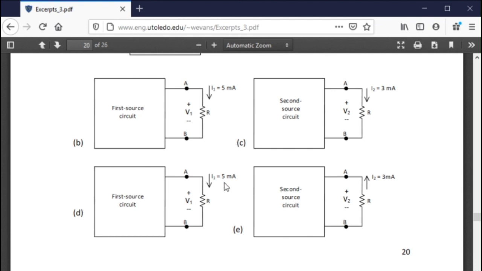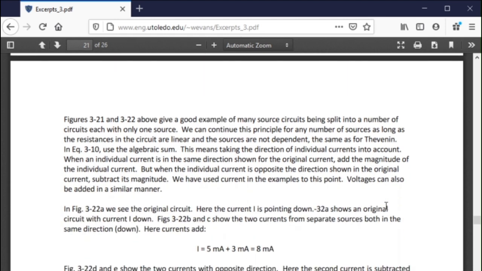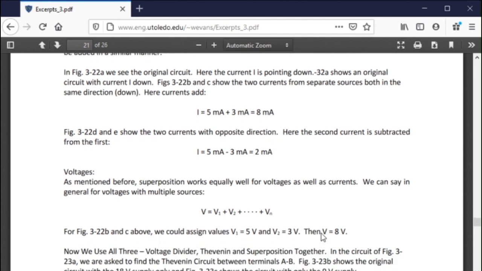I have 5 and 5 going down, 3 and 3 going up. So it says here the answer is 8, which I think I made a mistake someplace. But again, you get the idea.